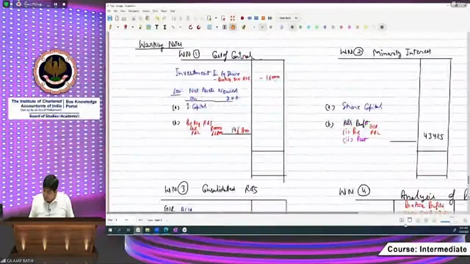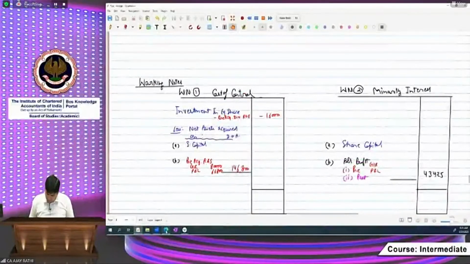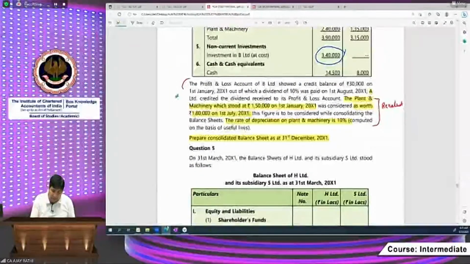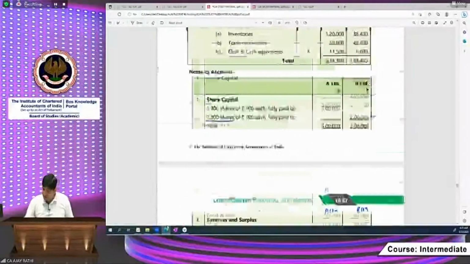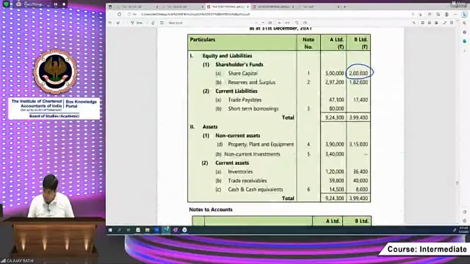Okay. Now please do fast. Now we have to put all the figures step by step. Consolidation must be done line by line. First, we shall be consolidating this one. Number one, this one. Go to the notes to accounts and consolidate.